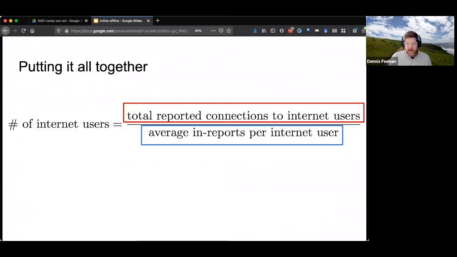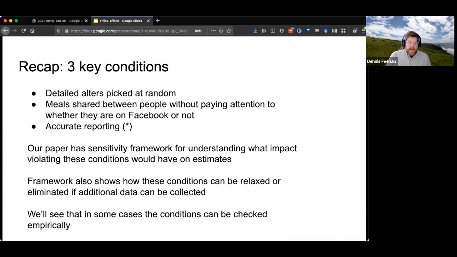So to put this all together, we estimate the numerator from the total number of reported connections to internet users based on one of the 2 different types of networks respondents were randomized into, and then we use the approach I just described to estimate the average number of in-reports per internet user. And our estimates are going to rely on 3 key conditions.